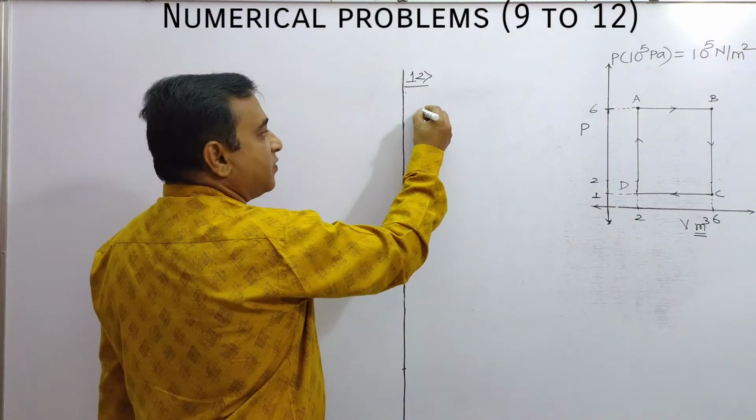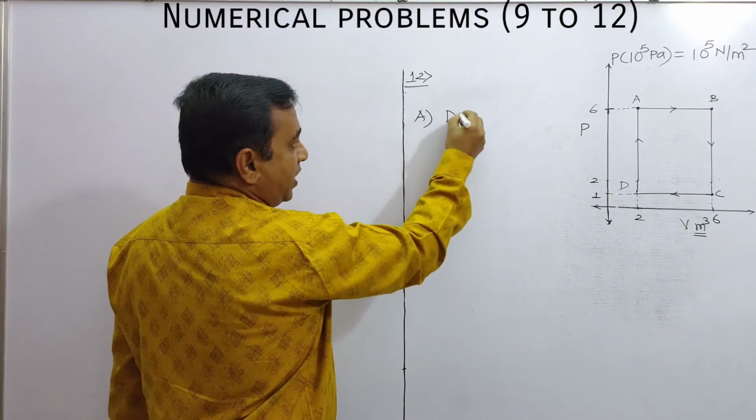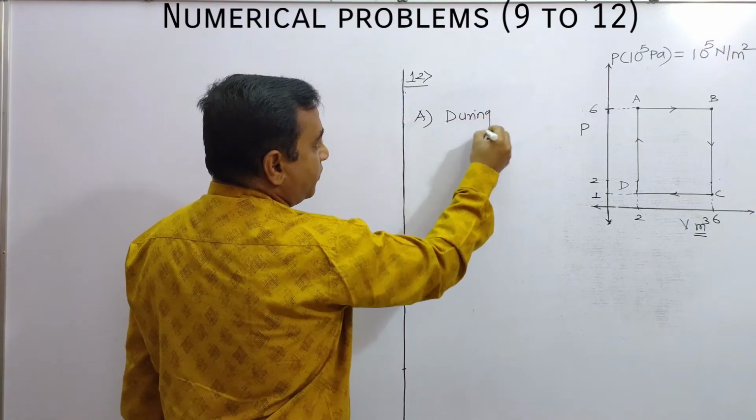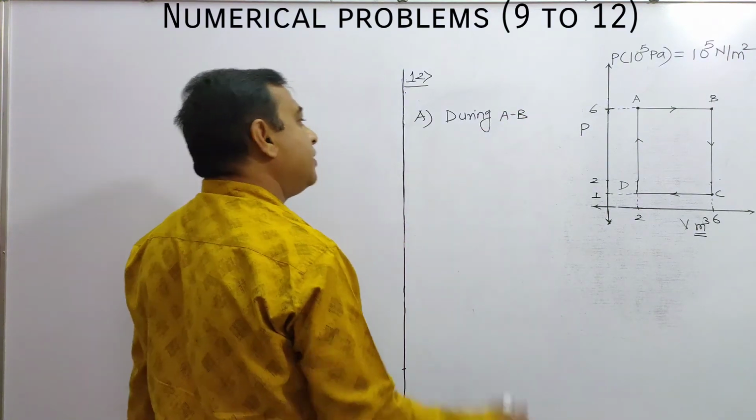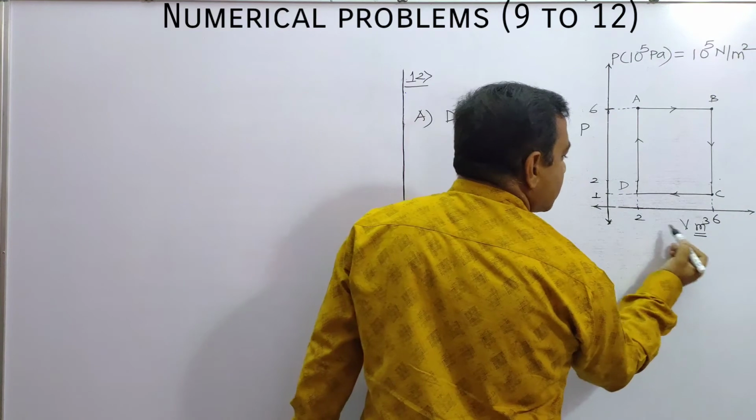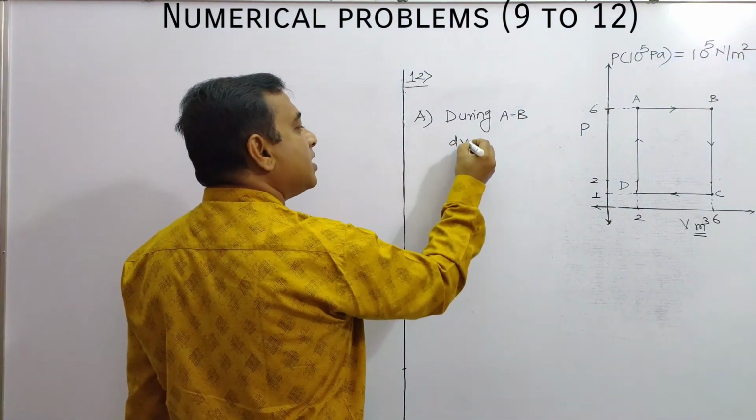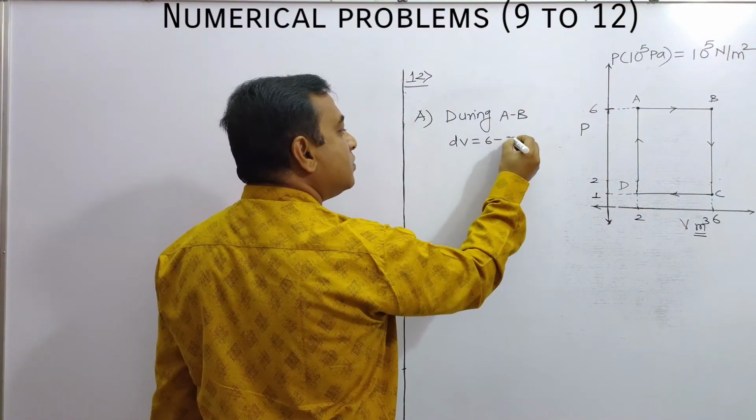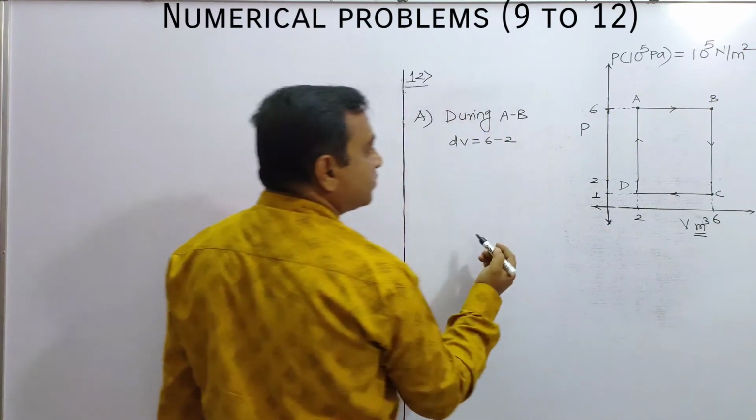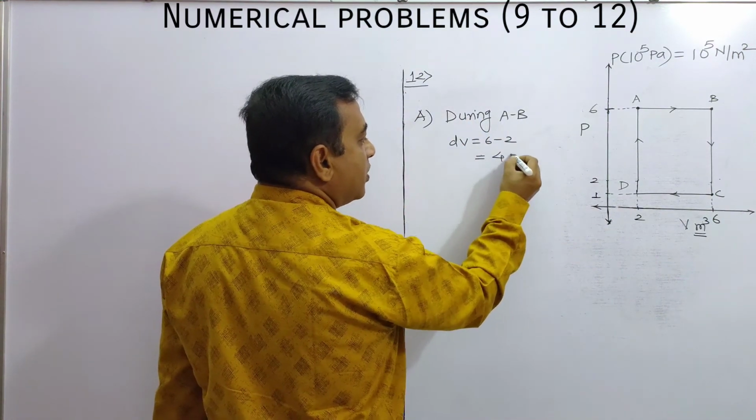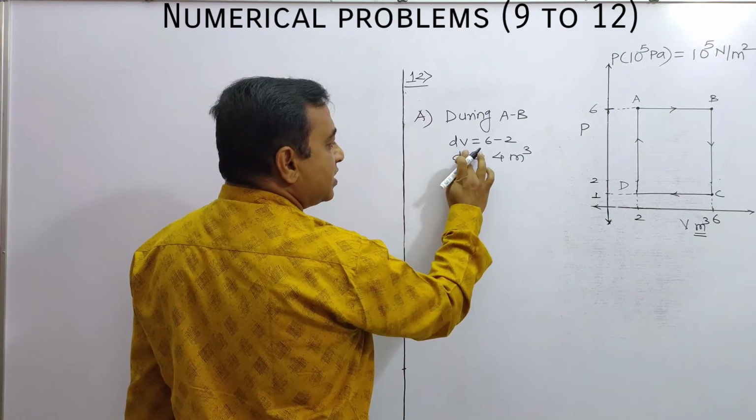So during the first stage, that is during A to B, we know that the volume changes from 2 to 6. The change in the volume is 6 minus 2, that is V2, the higher volume, minus the lower volume. So it comes out to be 4 meter cube. This is the change in the volume.